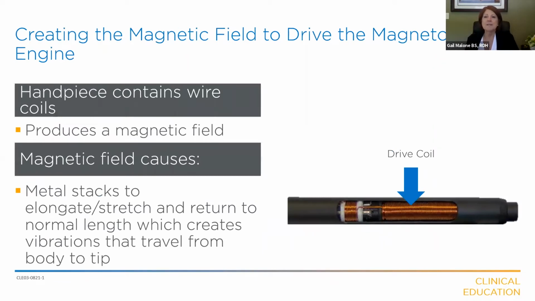Very quickly, let's take a deeper look inside the actual handpiece of a magnetostrictive scaling device. In the cutout, you can see that there's a drive coil. That's that big blue arrow. Electricity is applied to the coil, creating that magnetic field, and that magnetic field will then excite the ultrasonic stack of the insert that's inside the handpiece. That causes the stack to elongate and then return to its normal length, driving energy through the insert and causing the tip to vibrate.